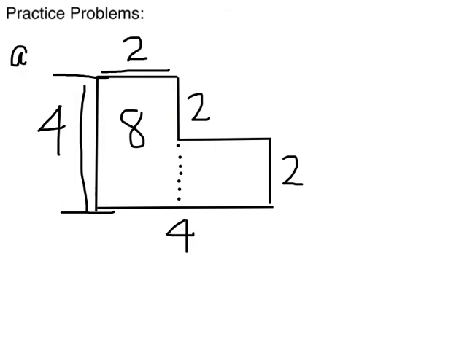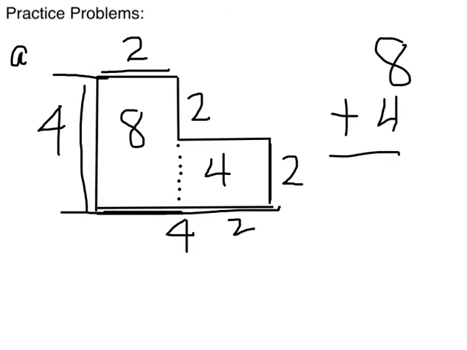Alright, and then this one's a little simpler. We know it is 2 high. We know that this is 4 all the way across, and that this much is 2, leaving us to deduce that this much must be 2. And 2 times 2 is 4. Then we add the 8 plus the 4, and we get an area of 12.